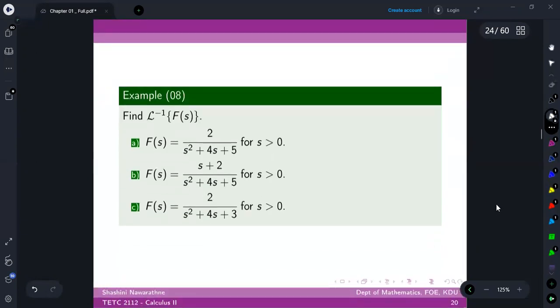And then there are another 3 examples. So let's go through those examples as well.